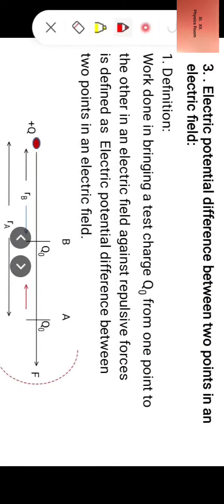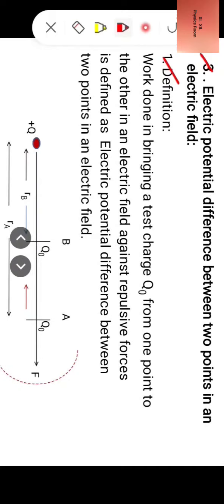Hello friends, continuing with the topic of electric potential, today we take up electric potential difference between 2 points in an electric field. So today's topic is electric potential difference between 2 points in an electric field. So first we define what is electric potential difference between 2 points in an electric field.